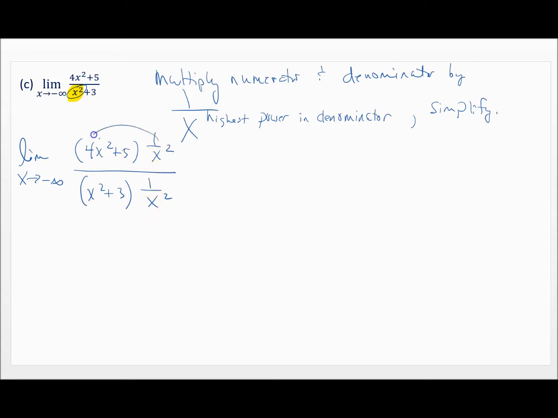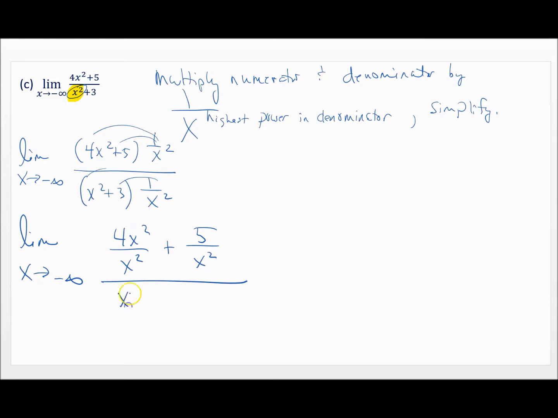I'm just multiplying by 1 over x squared divided by 1 over x squared, which is 1. Now, I need to distribute that 1 over x squared inside the numerator and the denominator. So now my problem is the limit as x approaches negative infinity. Now 4x squared times 1 over x squared is 4x squared over x squared, plus 5 times 1 over x squared is 5 over x squared, divided by the denominator, x squared times 1 over x squared is x squared over x squared, plus 3 times 1 over x squared is 3 over x squared. You okay with that? Now I simplify, so I'm at this stage.